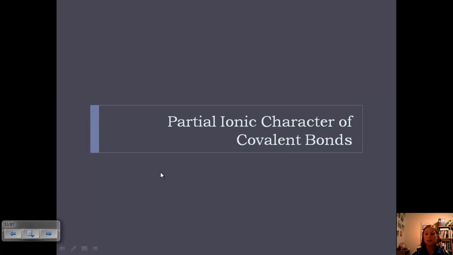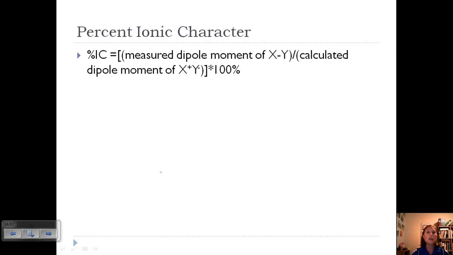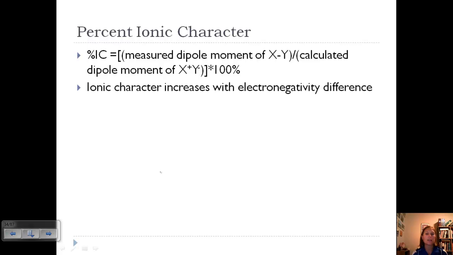So today we're going to continue our unit on bonding and talk about bond energy. So first, let's finish up our conversation about ionic compounds. Percent ionic character is the measured dipole moment of the bond divided by the calculated dipole moment of those plus and minus ions put together, times 100%. So ionic character will increase with electronegativity difference. The larger the difference, the more ionic character.